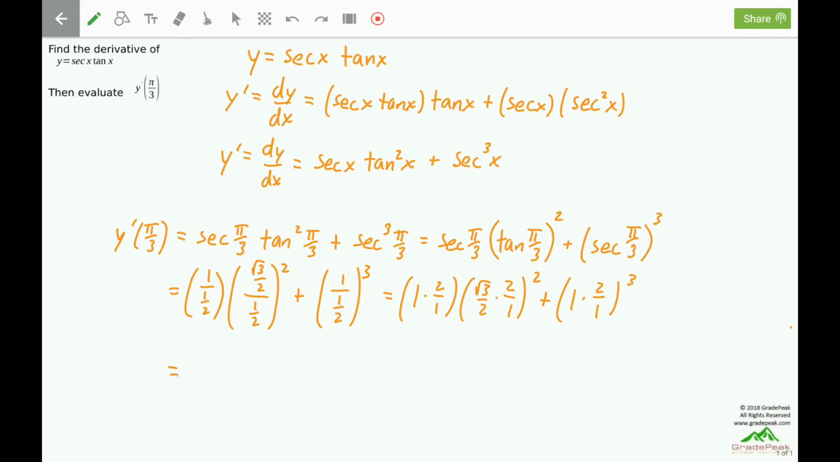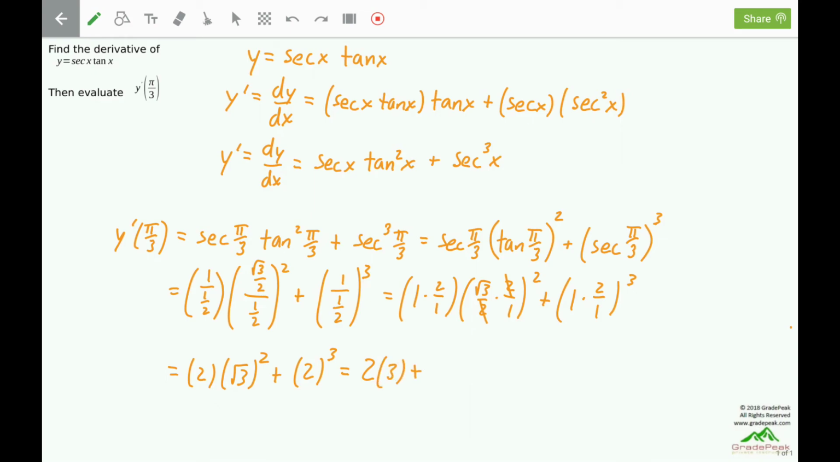So this will equal 1 times 2 over 1 is 2 over 1, or just 2. For the root 3 over 2 and the 2 over 1, we can cancel the 2's out. So let's cancel those. And so that's just going to be root 3 over 1, or just root 3 squared. And then 1 times 2 over 1 will be 2 over 1, or just 2, and then cubed. So we will have 2 times root 3 squared. Root 3 squared is a 3.